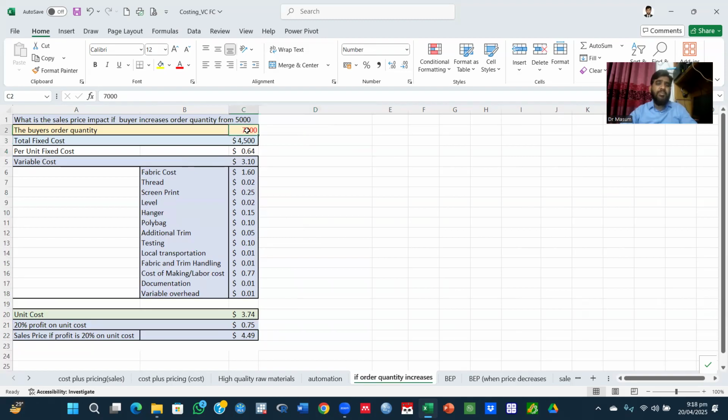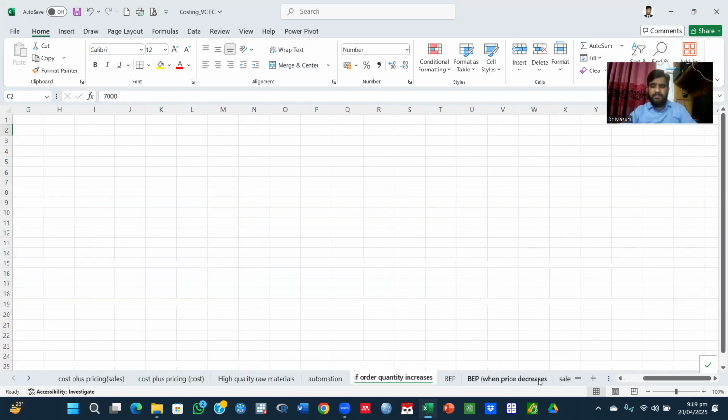When you are producing more quantity of products, your per unit fixed cost will decrease because it was 0.90. Now the per unit fixed cost is 0.64. Variable cost remains the same. Same per unit variable cost is fixed. So your unit price has decreased because of producing more number of products. This is known as the economies of scale.